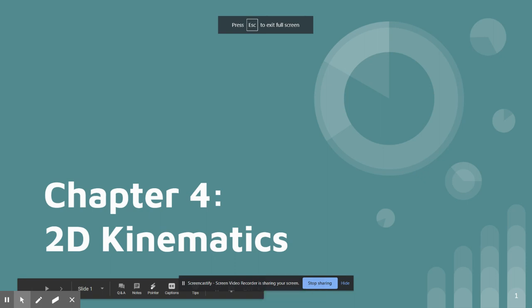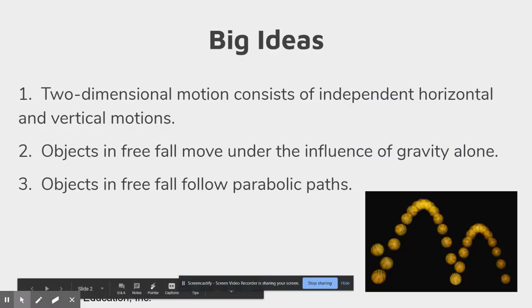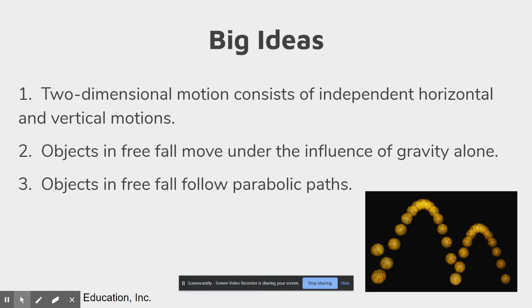Okay, so today we are going to be looking at Chapter 4, which is two-dimensional kinematics. The big ideas today are that motion in two dimensions will travel along a horizontal and a vertical path, and that objects in free fall are going to move under the influence of gravity alone, and that they follow parabolic pathways.